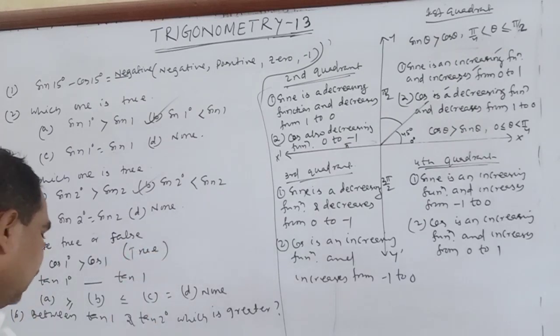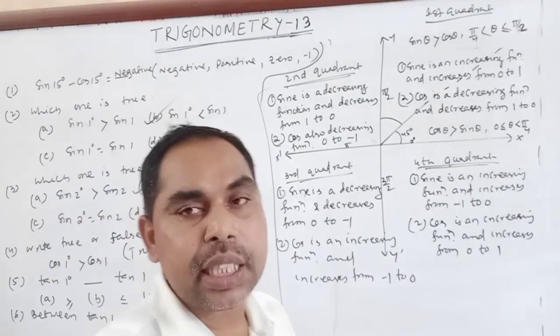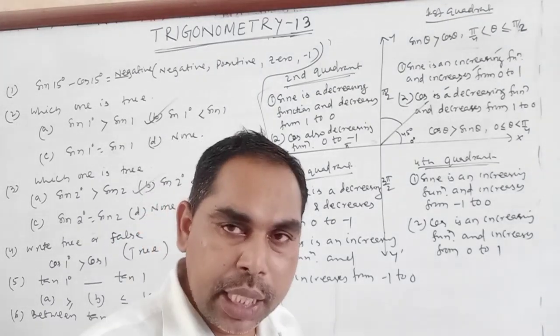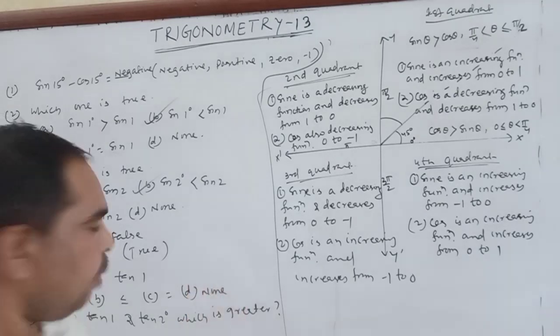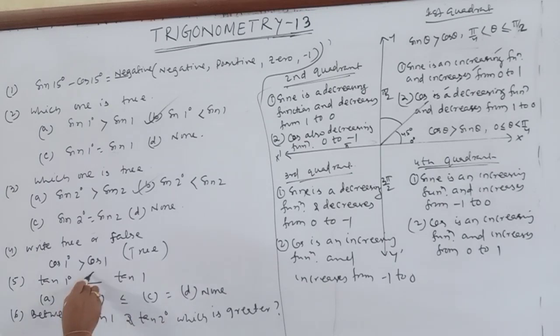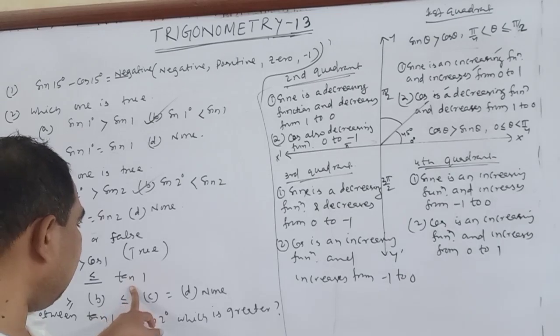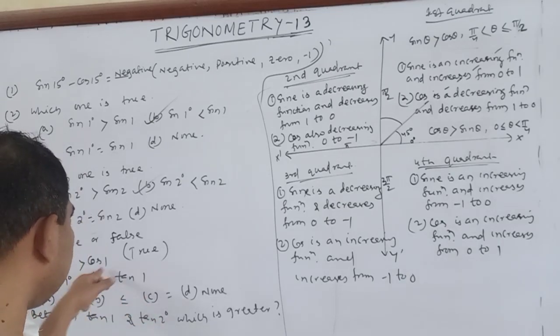Next one, tan 1 degree. Tan 1 degree is also nearly 0, because tan theta means sin theta by cos theta, and sin 1 degree is nearly 0. So tan 1 degree is obviously less than tan 1. Tan 1 degree is less than or equal to tan 1.